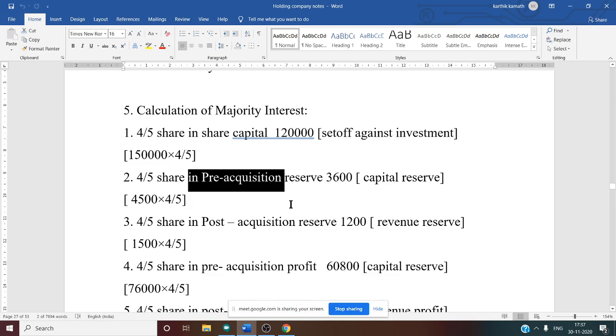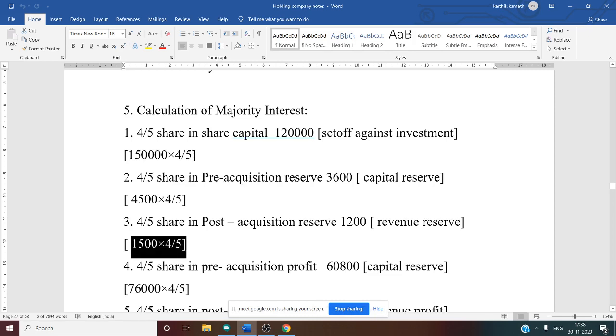Now, next thing comes is 4 by 5 share in post-acquisition reserve. Post-acquisition reserve, again working note number 1. If you see, 6000 is the total reserve, pre-acquisition 4500, if you minus, you will get 1500 as post-acquisition reserve. So post-acquisition reserve into 4 by 5, answer is 1200. This is revenue reserve. Why revenue reserve? Because this is after acquisition.